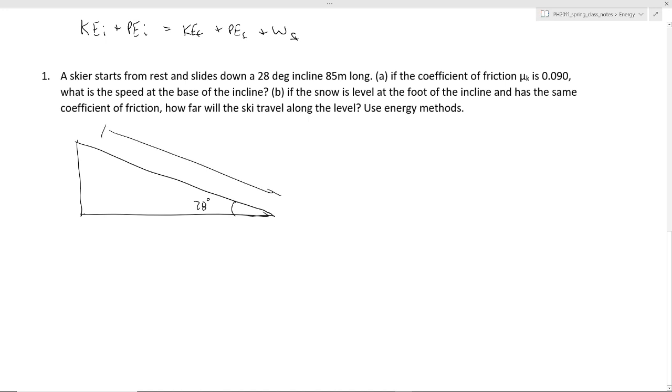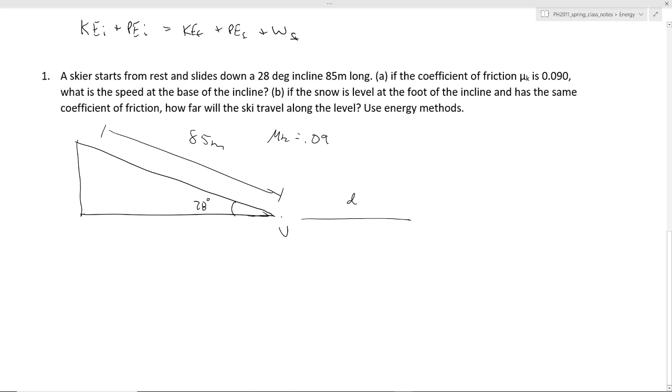Apparently this incline is 85 meters long. We know that the coefficient of friction is going to be 0.09. And we want to know, first of all, what's the speed here? And then we also want to know, how far is it going to go?